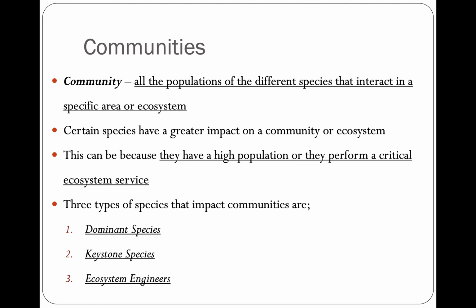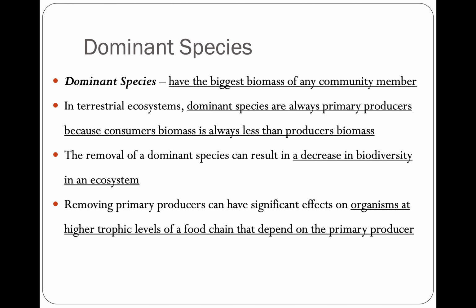So there's three types of species that impact communities. They are the dominant species, what's called a keystone species, and then these things called ecosystem engineers. Basically, some species have more of an impact on ecosystems than others. Let's talk about the dominant species' role within an ecosystem. The dominant species is the one that has the biggest biomass of any other community member. So the specific species that there's just the most of.